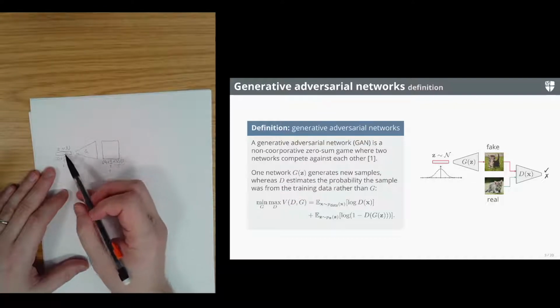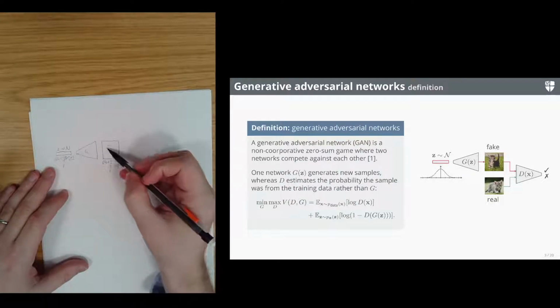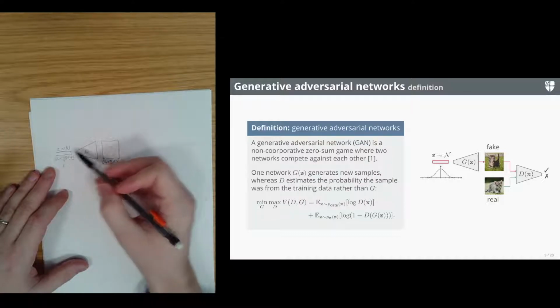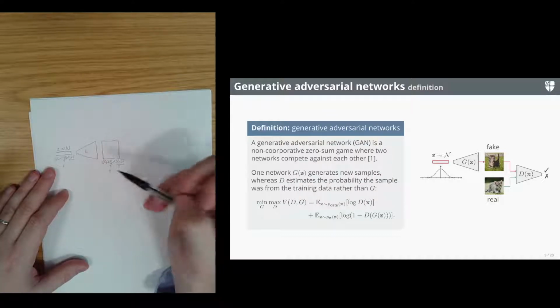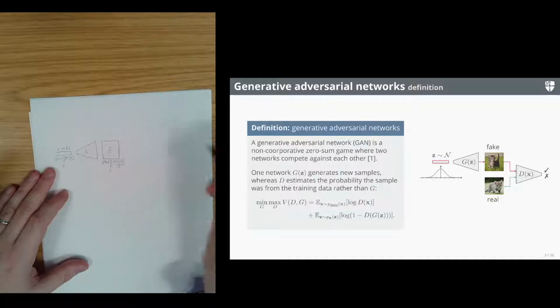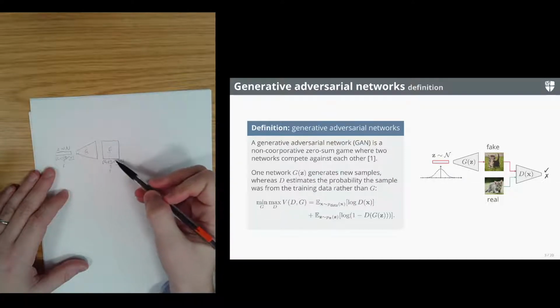So at the beginning, just imagine doing this. What's it going to look like? Well, it's going to look like complete garbage. It's just going to look like random noise because this is noise and there's nothing to tell it to make it look realistic. So we'll call this a fake image, and it just looks like completely random noise.